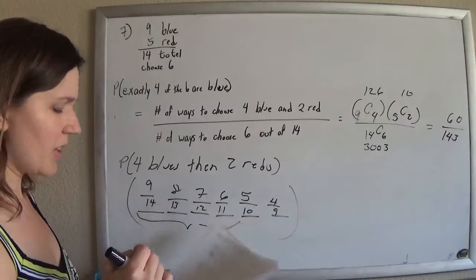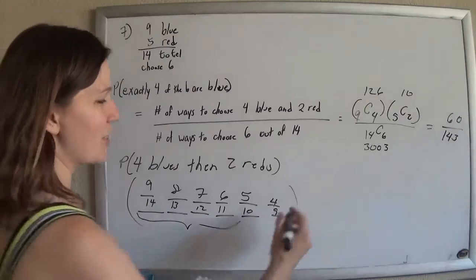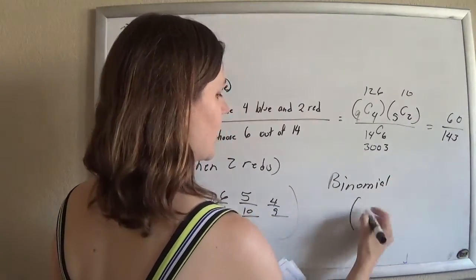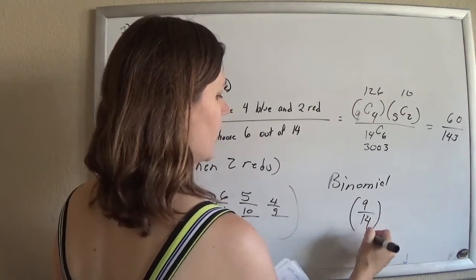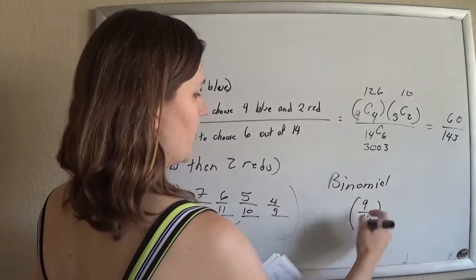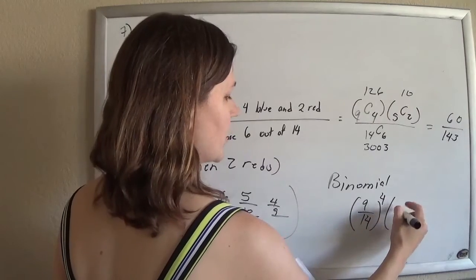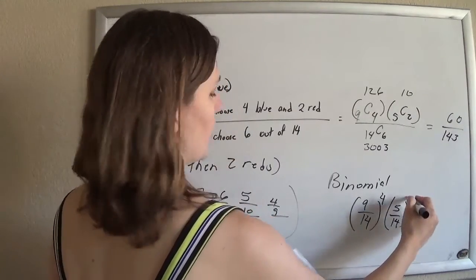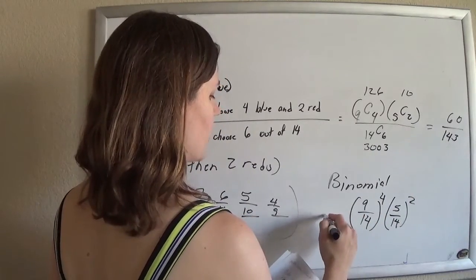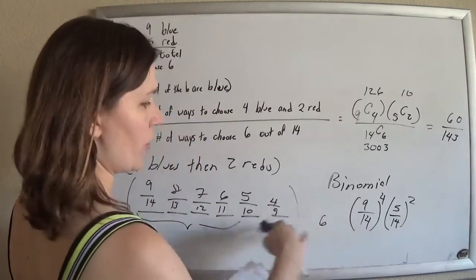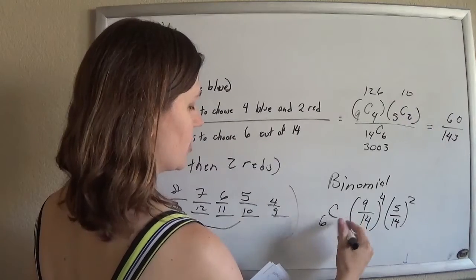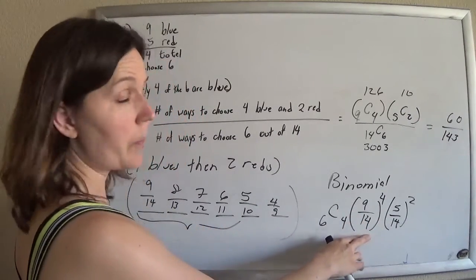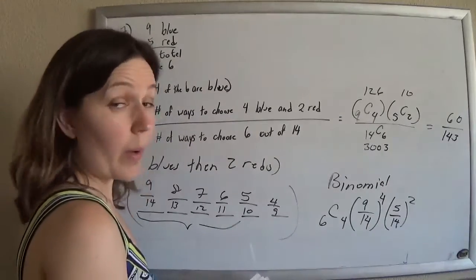Notice also, the first time I tried to do this, I tried to do it with a binomial. Silly me. I tried to do something like there are 9 out of 14 probability of getting a blue, I want 4 of those, and there are 5 out of 14 ways of getting a red, and I want to choose 2 of those, and there are 6 choose 4 ways to choose the blue. I can't do this. Why can't I do this?